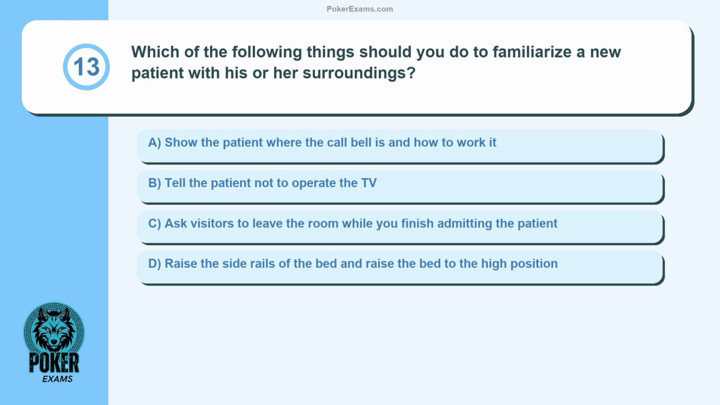Question 13. Which of the following things should you do to familiarize a new patient with his or her surroundings? Show the patient where the call bell is and how to work it. Tell the patient not to operate the TV. Ask visitors to leave the room while you finish admitting the patient. Raise the side rails of the bed and raise the bed to the high position.